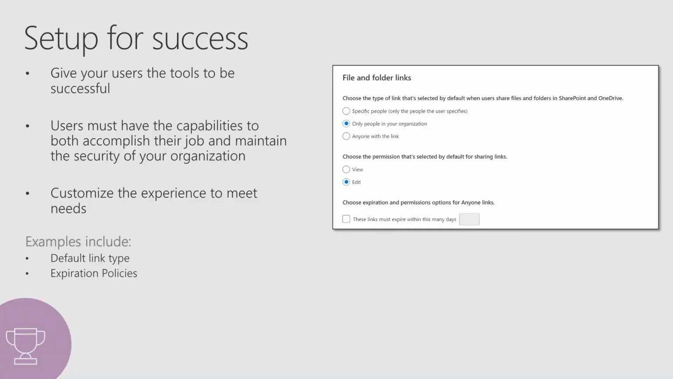This is really where you want to give your users the tools to be successful. Your users need to accomplish their jobs. They need to be able to collaborate with people. And you need to make sure that they can maintain the security of your organization. Setting your users up for success is really about customizing the experience to make sure that they can accomplish both of those tasks and stay balanced. Examples of this include things like setting up that default link type policy that we talked about, and I said the word default way too many times earlier, or setting up expiration policies.